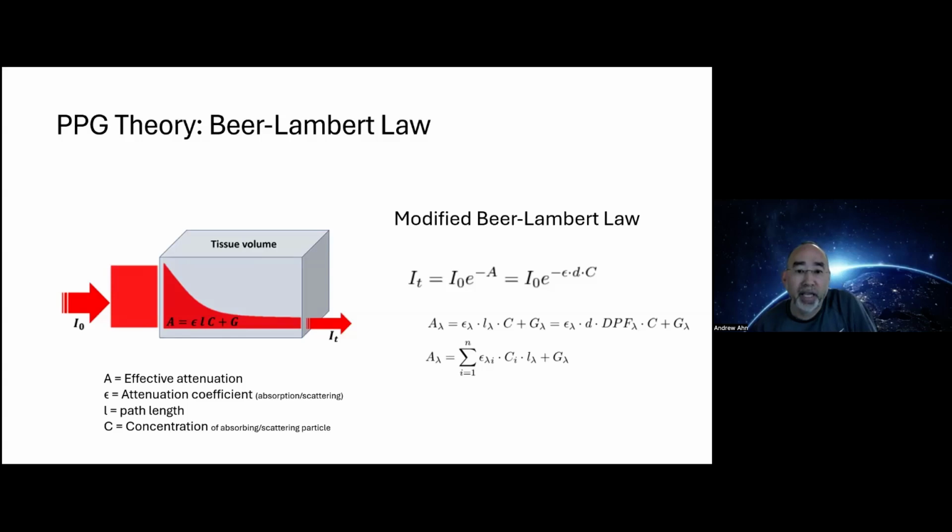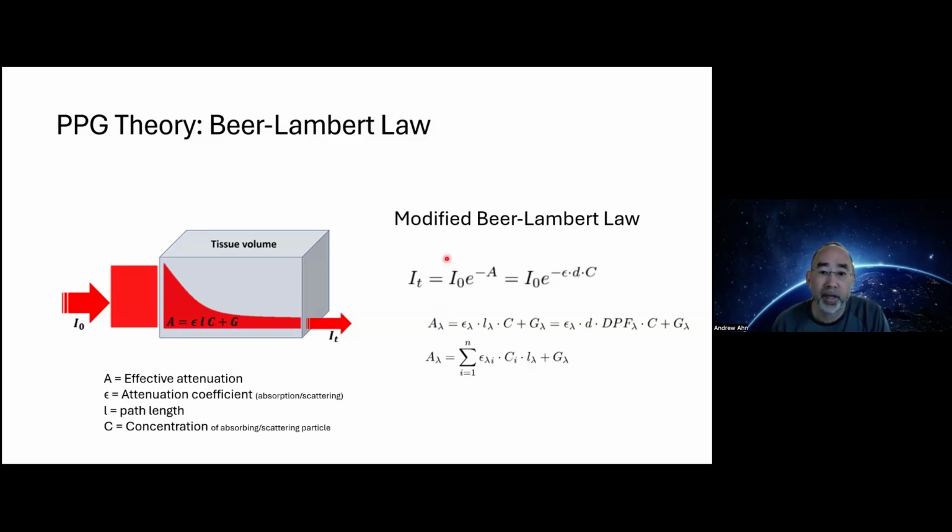This exponential attenuation depends on epsilon, which is the attenuation coefficient, the path length of the light traveling through the tissue, and the concentration of the absorbing and scattering particles. The attenuation coefficient and path lengths are dependent on the wavelength of light, and the effect of attenuation is a summation of all the absorbing and scattering processes that occur with different particles.